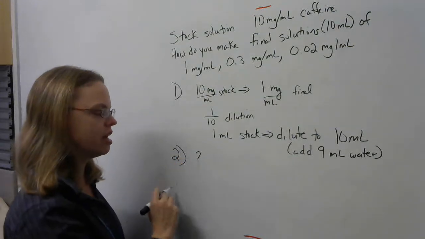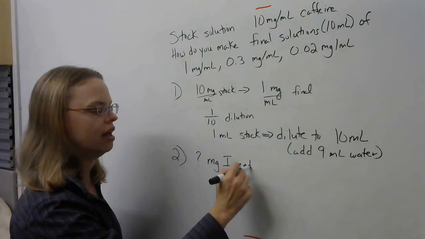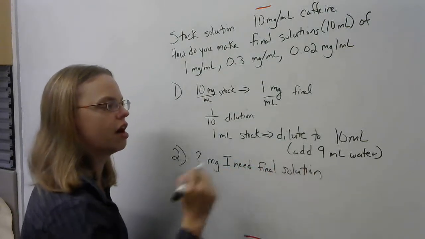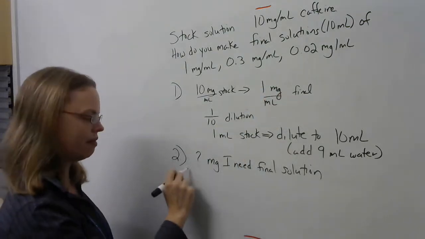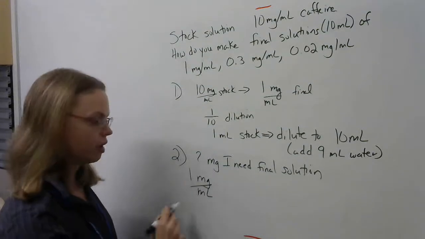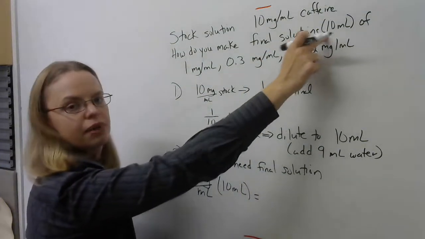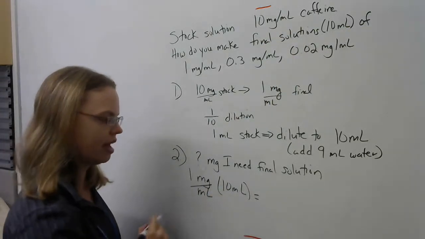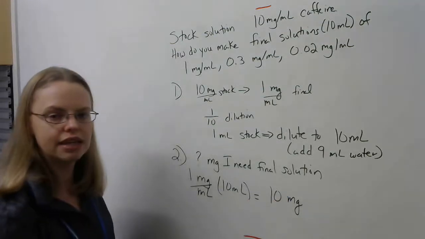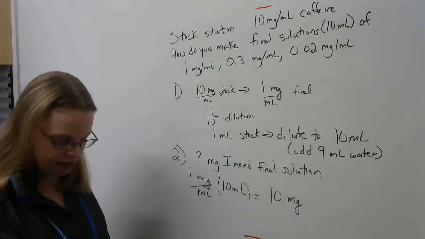The first question is, what are the milligrams I need in the final solution? So let's start off there. My final solution is going to be 1 mg per mL, and I'm going to make 10 mL of it, because that's what I said up here. If I do the math, you can see that I end up needing 10 milligrams total.